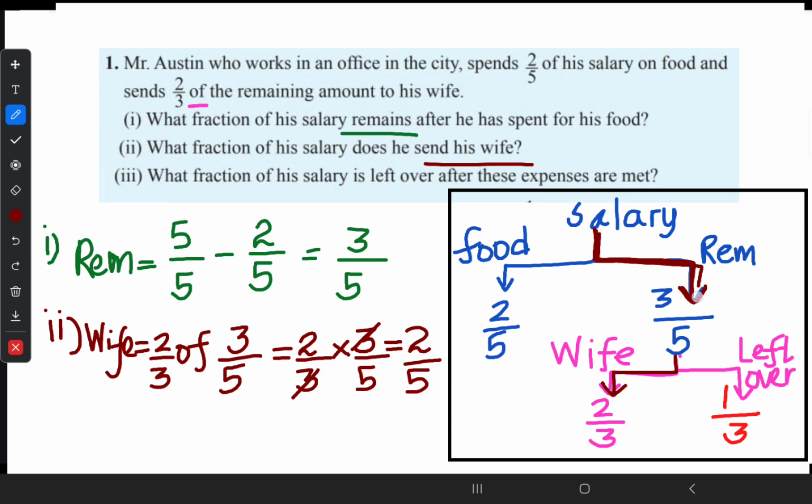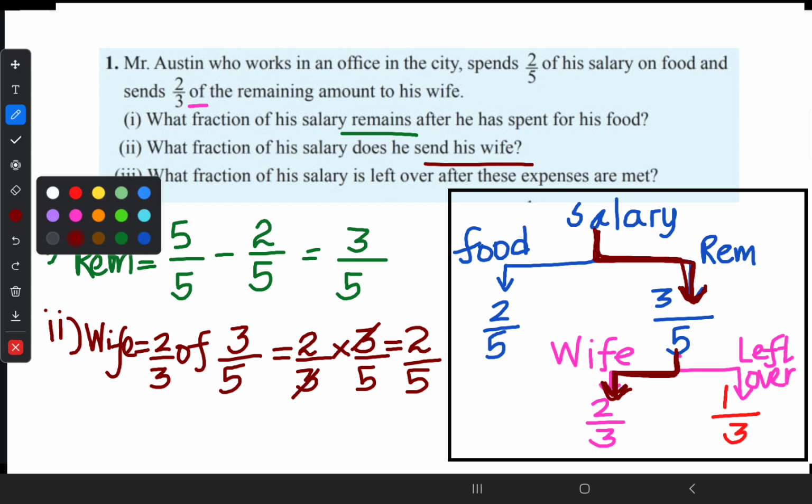So from salary you should find the remaining. From the remaining there is another branch. Think of this one as a tree. So the remaining branch is divided again into 2 portions. So you should find the wife's share from the salary by coming along this way. First the remaining, then of wife, this one, 2 upon 3 of this one. It would be the total fraction that belongs to the wife. Likewise, let's find the third one as well.